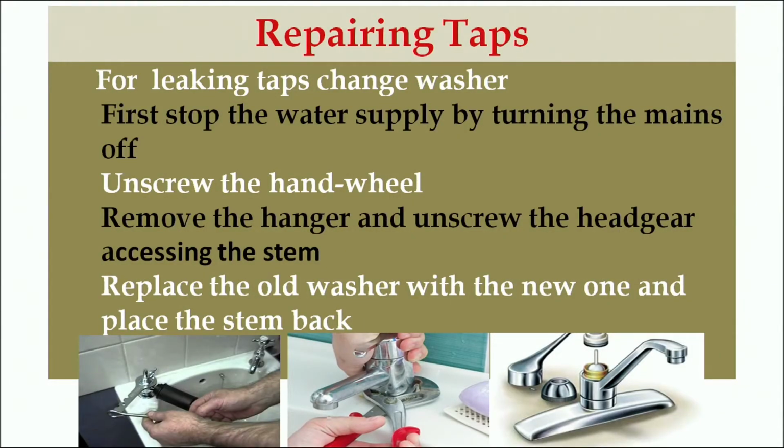So let's discuss. First you need to change the washer of the leaking taps. First stop the water supply by turning the main switch off, turning off all the water supply, and then change the washer of the leaking tap. You need to further unscrew the hand wheel, remove the hanger and unscrew the hand gear accessing the stem. Replace the old washer with the new one, place the stem back and put the entire thing back into its original place so that it can become functional again. Switch on the main supply and let the water flow.